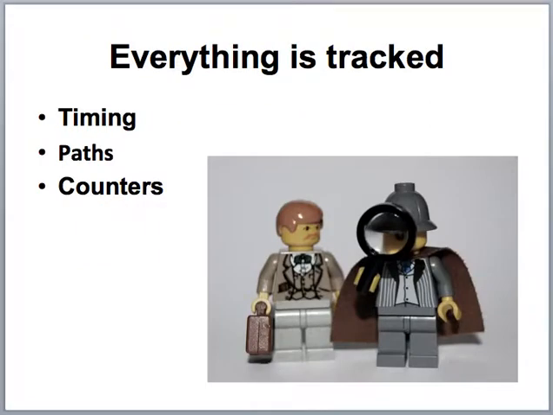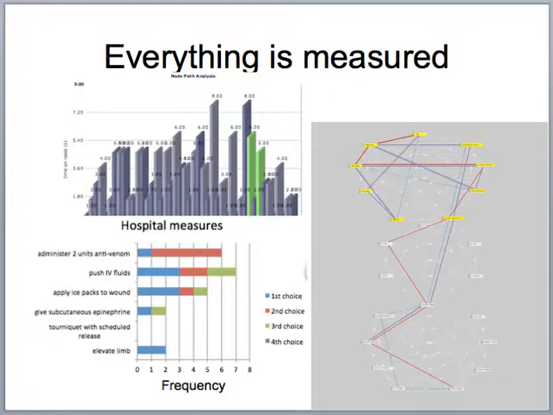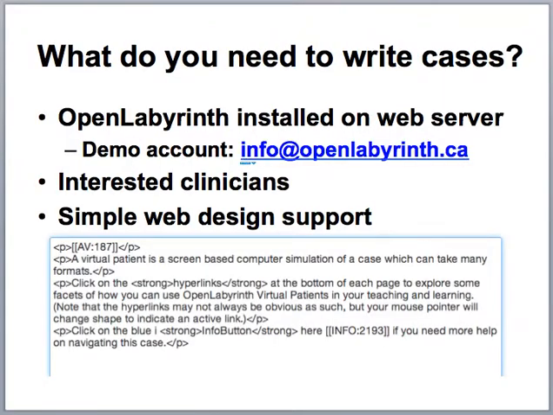So within OpenLabyrinth, pretty much everything is tracked: the timing, the paths taken, the counters, etc. So you can do things like track blood pressures and fluids given, etc., just by assigning your own little scores there. Also some different graph outputs with time taken on nodes, or choices made, priorities made, etc. Or even simple path analysis, watching how each user worked their way through a set of nodes on a labyrinth. We found this to be very powerful for assessing clinical reasoning. How do docs think? How do they problem solve, and how do they work their way through a case? Good stuff.